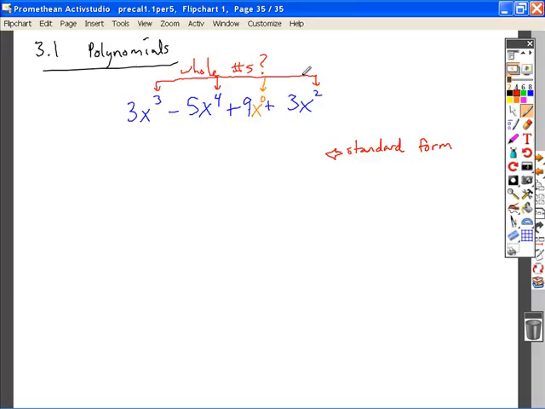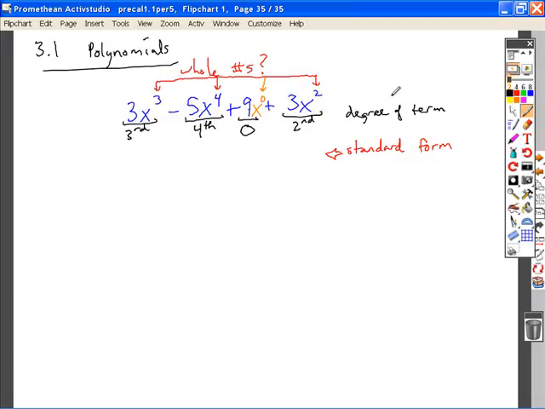So when we look at each of these individual terms, we've already discussed a little bit about degree. And when you're looking at the degree of a term, you're looking at the highest power, right? So what degree term is this first one here? Third. And this one is? Fourth. This one is? 0. And this one is? Second. So the degree of the term is just the highest power.